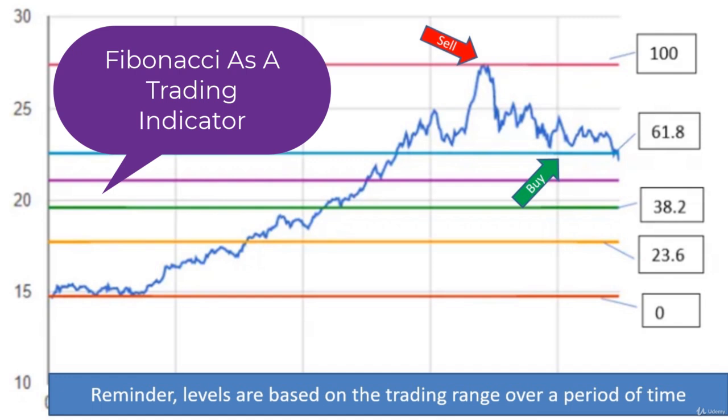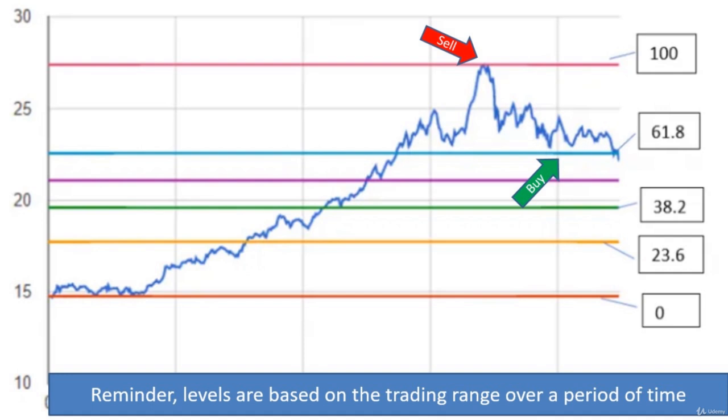But here on the right-hand side are the actual Fibonacci levels, or some of the Fibonacci levels we're highlighting: 100, 61.8, 38.2, all the way down to 0 there. And remember, the levels are based on the trading range over a period of time. So I can choose that period of time when using trading platform software, where the Fibonacci levels are going to automatically calculate and overlay on top of that.